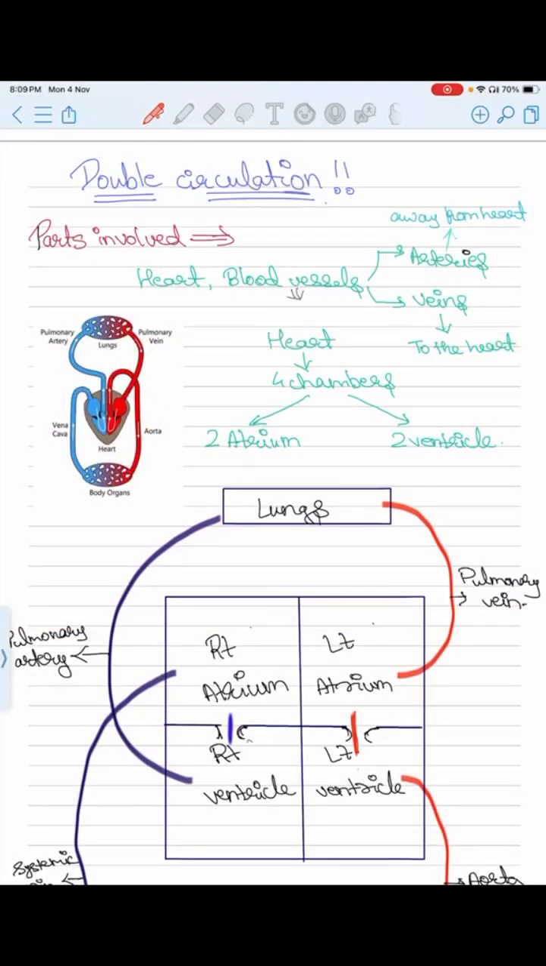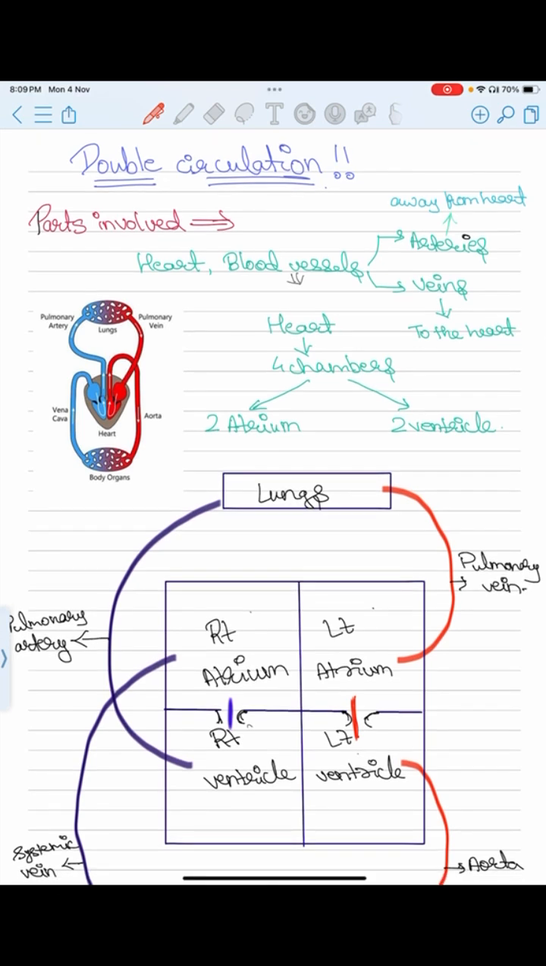So today let's understand double circulation. In humans, blood circulation is said to have double circulation. Now let us understand why it is said double circulation. Basically, in humans, blood circulation consists of two parts.